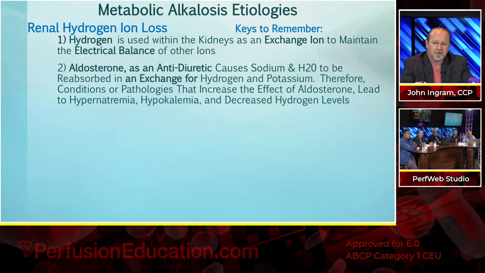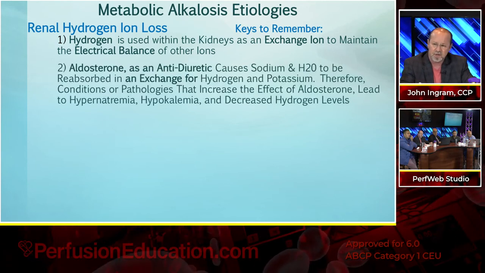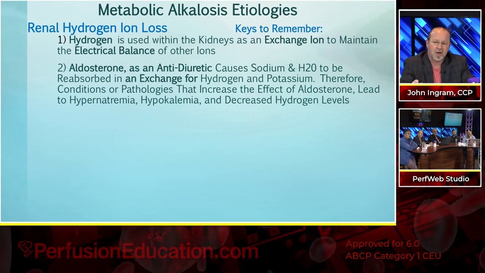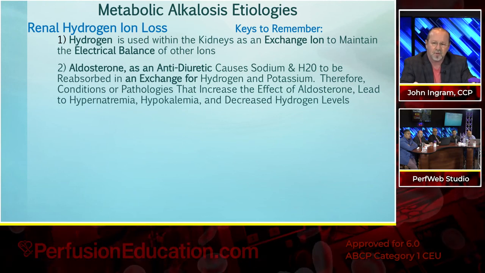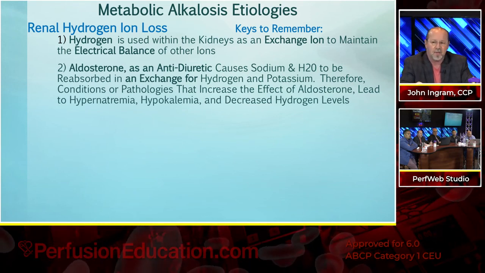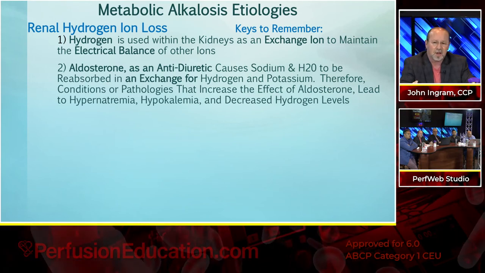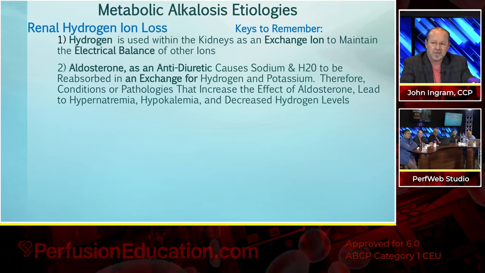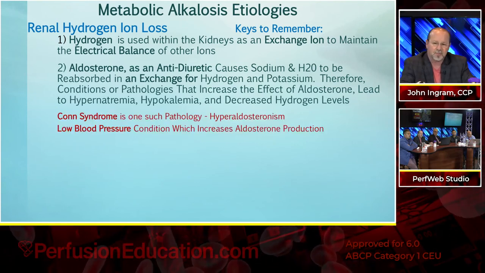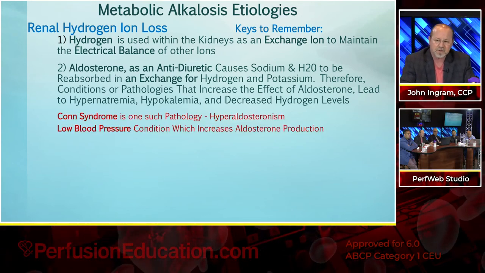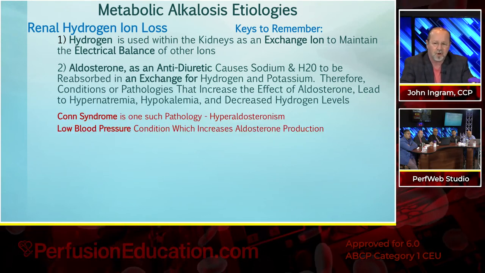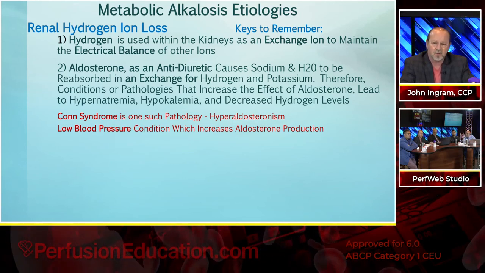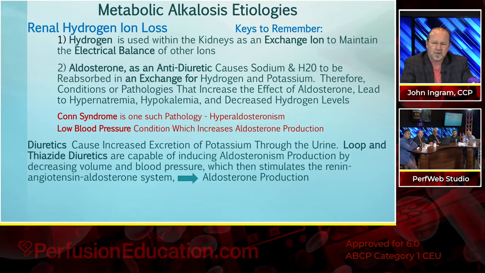Number two key to remember is aldosterone, which is an antidiuretic, causes retention of sodium and water, therefore it's an antidiuretic, to be reabsorbed in exchange for hydrogen and potassium. So therefore, conditions or pathologies that increase the level of aldosterone or the effect of aldosterone lead to hypernatremia, low potassium, hypokalemia, and decreased hydrogen levels. So just to give you an example, Conn syndrome is one such pathology, which is hyperaldosteronism. And just having low blood volume, low blood pressure, will also increase your aldosterone production because your kidneys are going to try to increase your blood pressure. We're going to talk more about those.